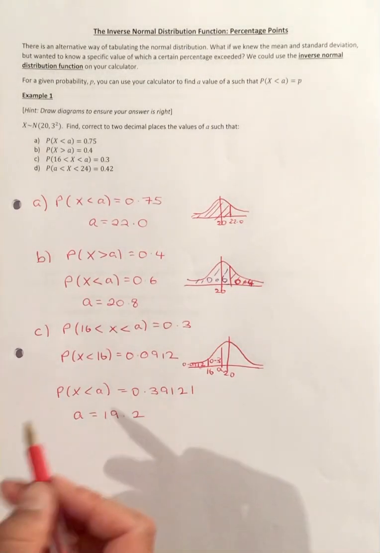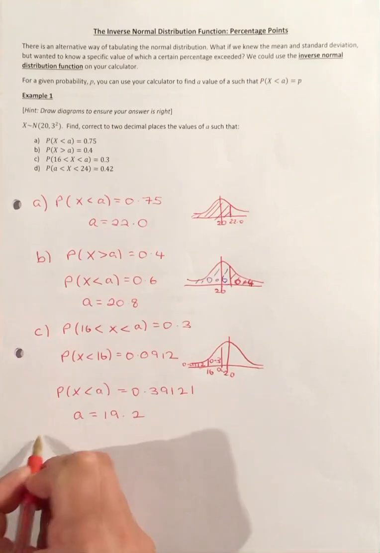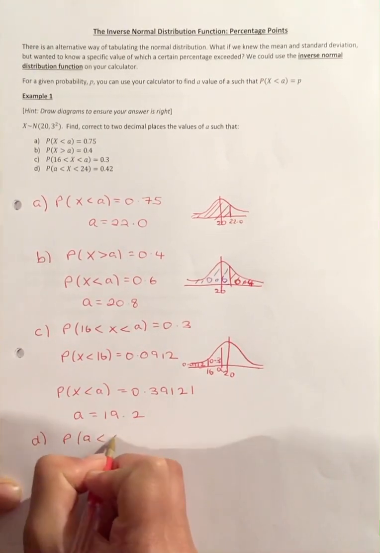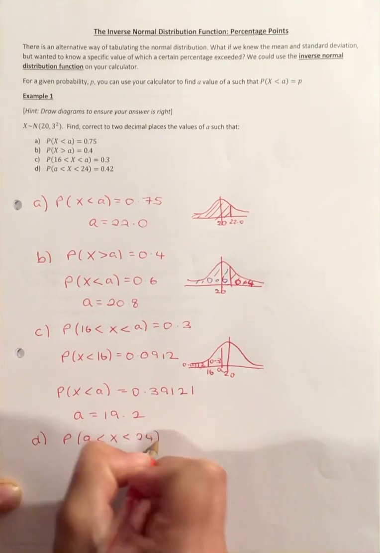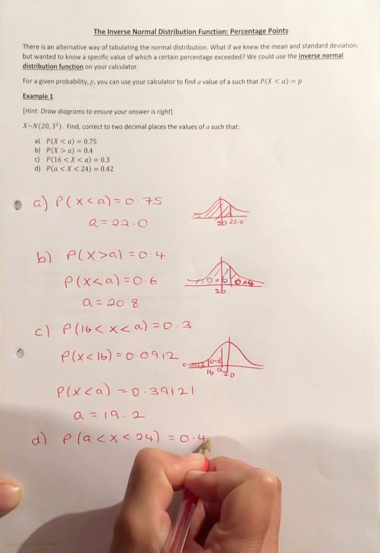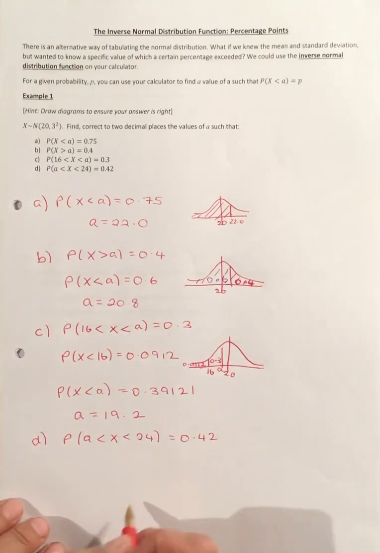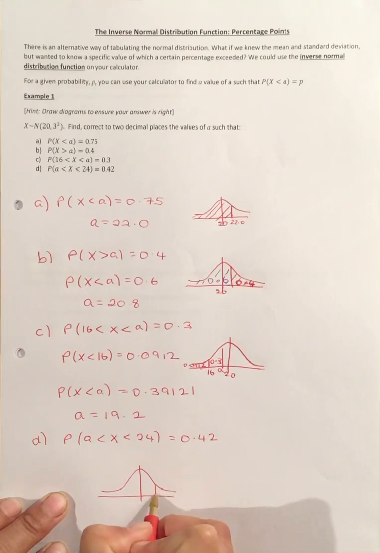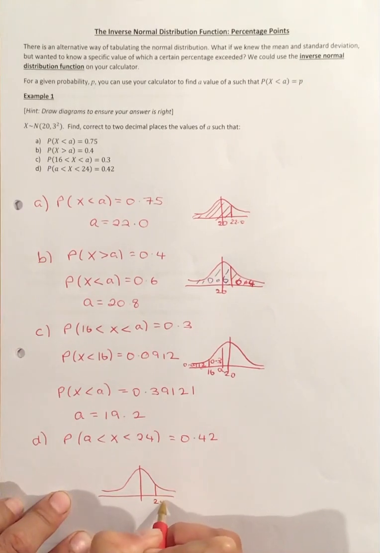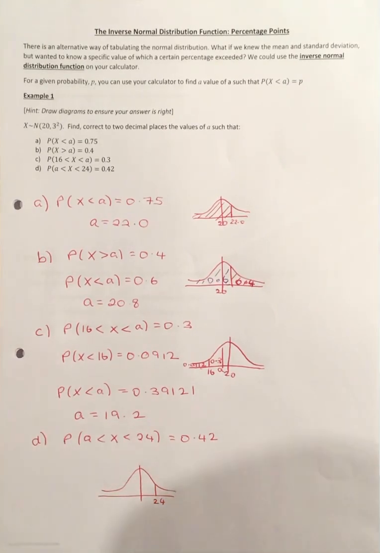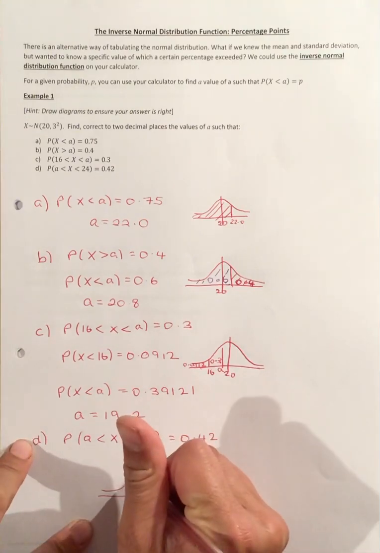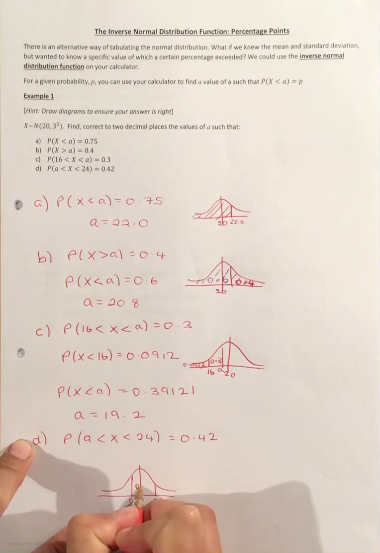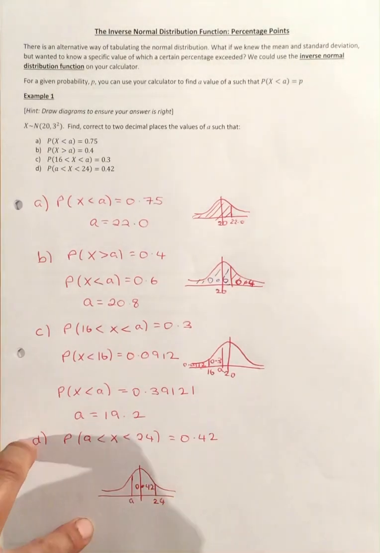Let's look at a similar situation where we're looking for a probability in a range, this time from a to 24, and I want that probability to be 0.42. If I sketch my curve, I want to be between 24 and my value a. I don't know whether that will be above or below my mean, so I'll just sketch it in for now. And I want this probability to be 0.42.